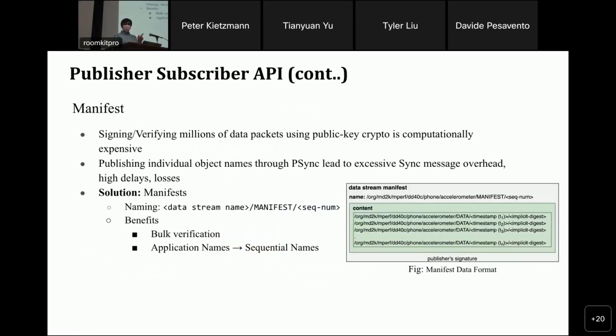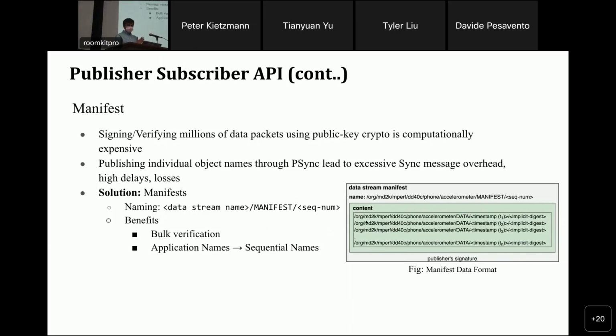So we use a manifest. We had a little bit of problems because we were dealing with millions and millions of data packets. And when we try to sign and verify the millions of data packets individually, it's a huge overhead. So we wanted to get rid of that. And additionally, if we have a lot of those data packets and we publish them individually into PSync, that can also lead to excessive overhead. So we wanted to solve both of these problems, and manifest turns out to be a wonderful solution. So what we do is we produce a manifest for a data stream.